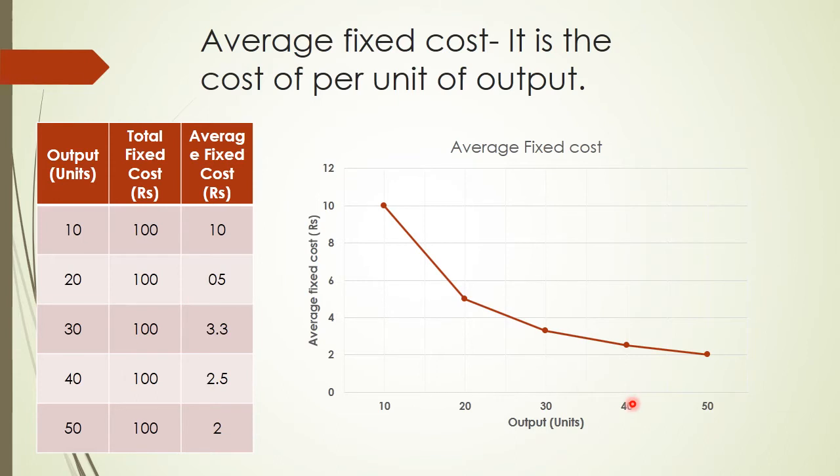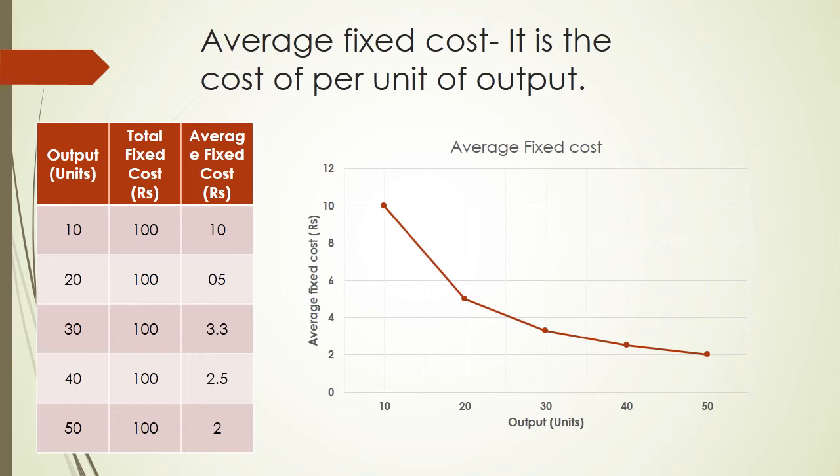See, for 10 units of output, your per unit cost is 10 rupees. And if you produce 20 units, then your per unit cost is 5 rupees. If you produce 30 units, then your per unit cost is 3.3, so it will be somewhere here between 2 and 4, right? So that is 3.3. If you produce 40 units of output, then what will be your per unit cost? That is 2.5. So it will be here. And if you produce 50 units of output, then your per unit cost will be 2 rupees.